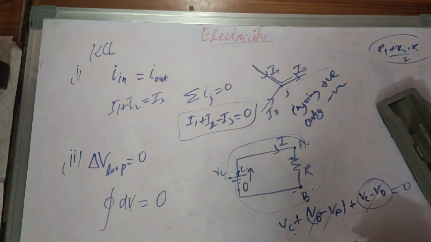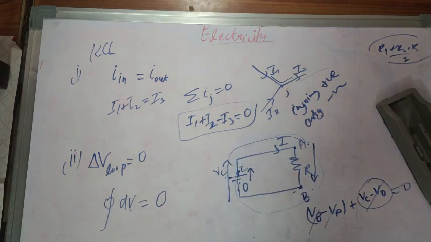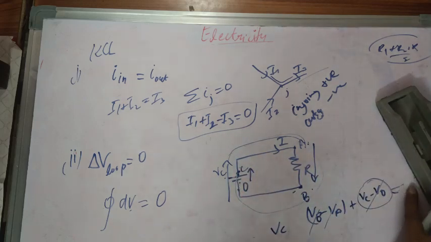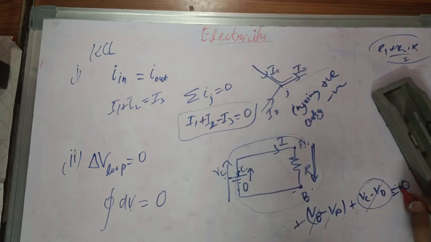Sorry, this was not the potential. We have to take the sum of all potential differences only, not the potential values. So the first potential difference is this, and then the second is this. If I come around the loop, I will get the VC value back if I add VC here. And if I only add the changes of potential here and here, it will give 0.